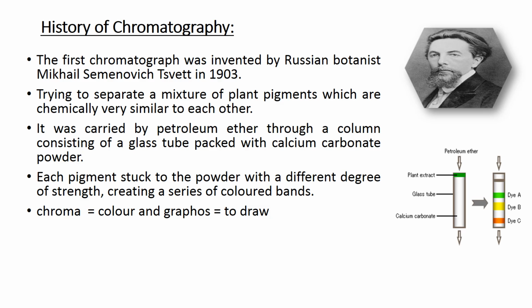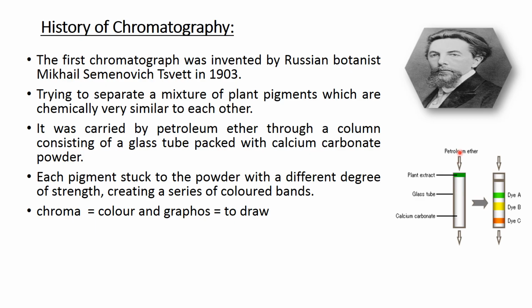Let us first try to understand the history of chromatography. The first chromatograph was invented by a Russian botanist, Mikhail Svet, in the year 1903. What he was doing is he was trying to separate plant pigments, which are chemically very similar to each other, and in an attempt to separate, he had a setup of this chromatography, and the setup was something like this. The setup has been shown over here.